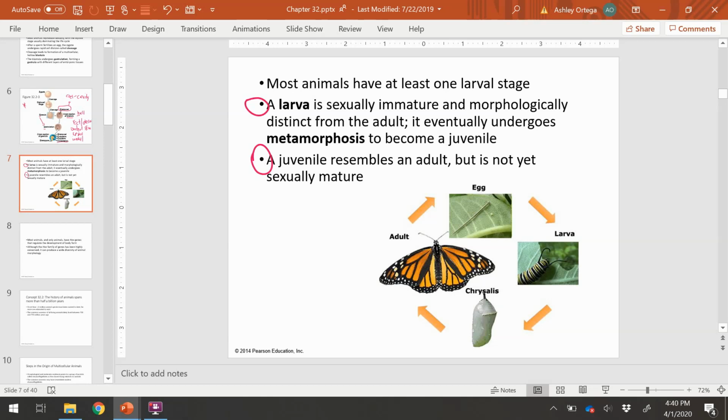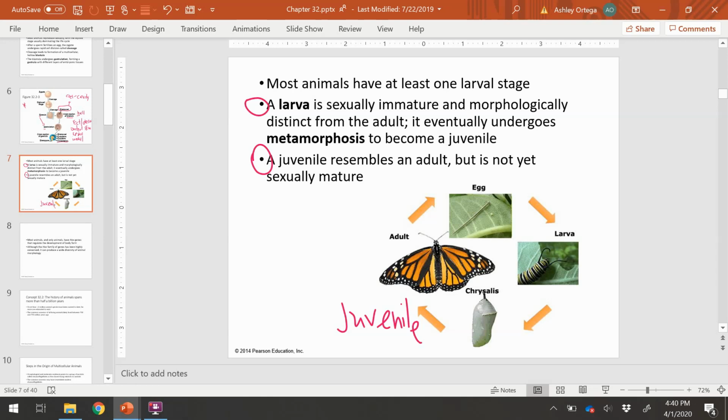And so it's kind of a precursor. So you have the egg that's growing, and then you have the larva stage where that organism is distinctly physically different than the adult version. And so after that larva undergoes a metamorphosis, a physical change, then it'll become a juvenile, which is not pictured on this lovely graph or chart here.